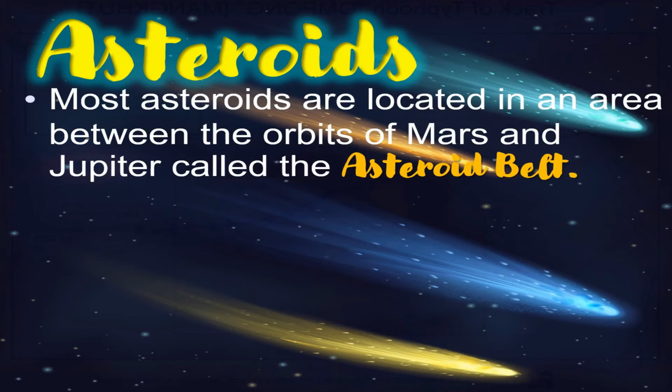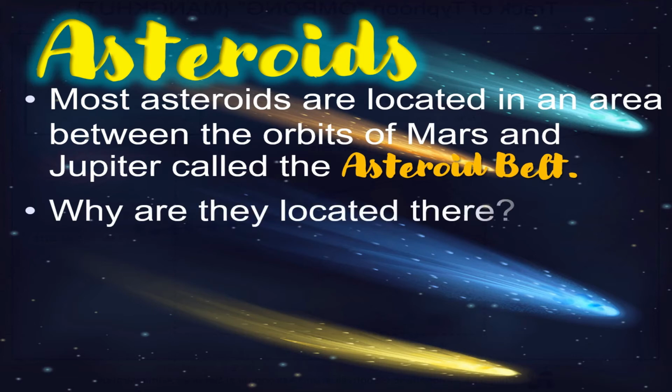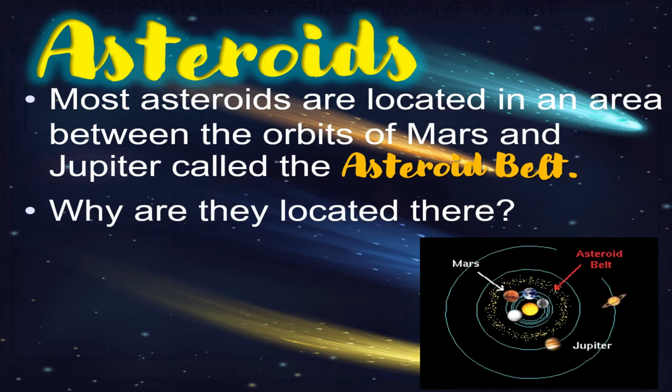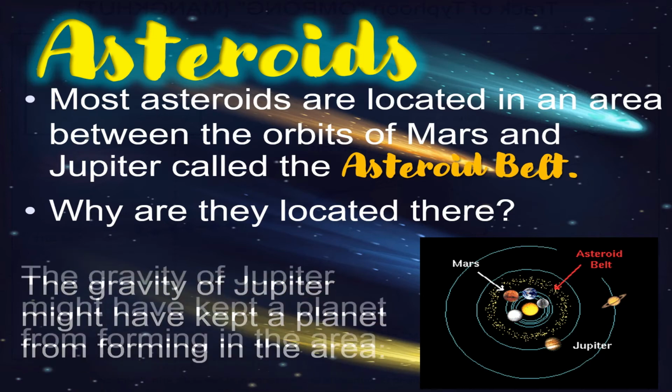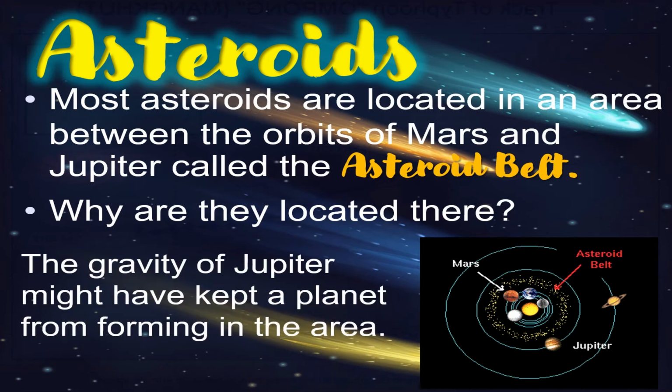Always remember that asteroids are located in an area between the orbits of Mars and Jupiter called the asteroid belt. Why are they located there? What is the main reason? Take a look, the asteroid belt can be found in between Mars and Jupiter. So why are they located there? Because the gravity of Jupiter might have kept a planet from forming in that area. That is the reason why they are located there.